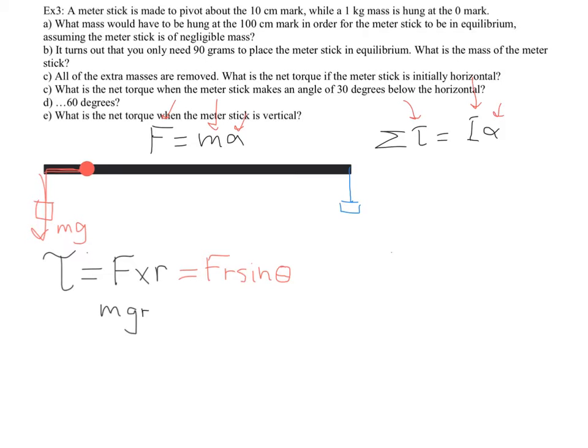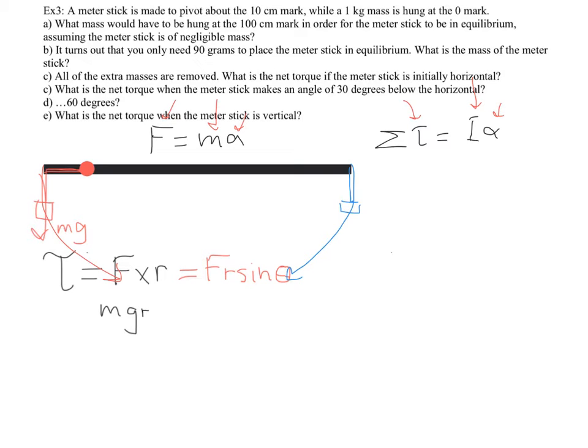So what you have here then, in the situation being described, is two objects that are going to produce a torque on this meter stick, right? The one on the left here is going to produce a counterclockwise torque, and the one on the right here is going to produce a clockwise torque, which means that they would have to have different signs from each other.